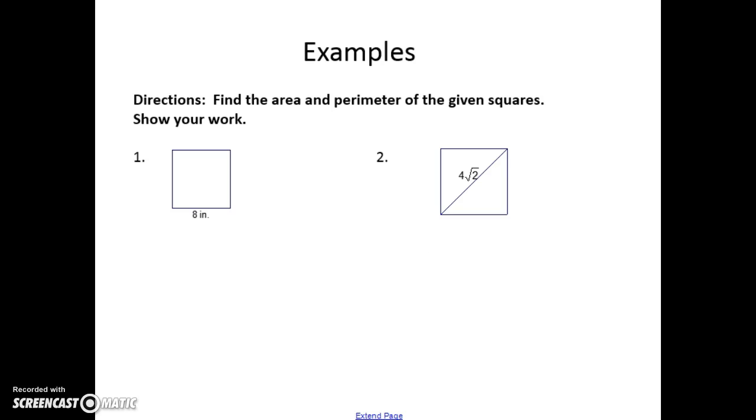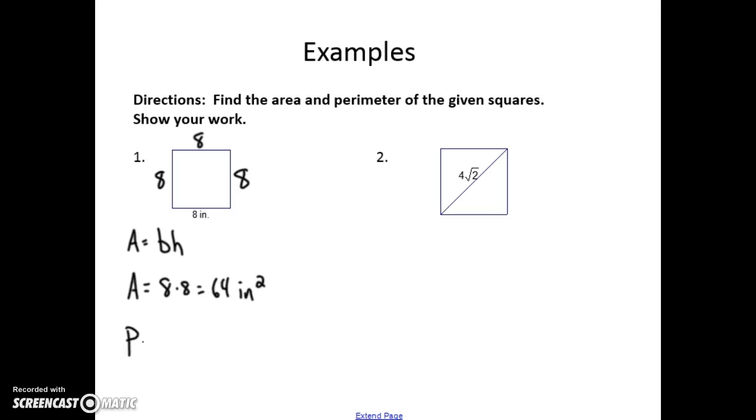So let's look at a couple examples. We want to find the area and perimeter of the given squares. And so in a square, we know some different properties. We know that all sides of the square are congruent. And so the area, we can do base times height, or for a square, we can just do one side length squared. And I get 8 times 8, which is 64 inches squared.